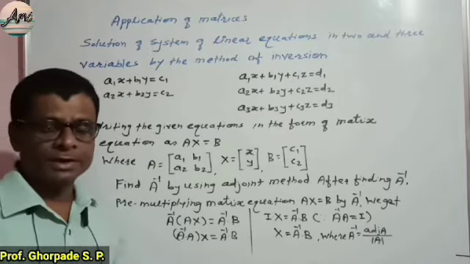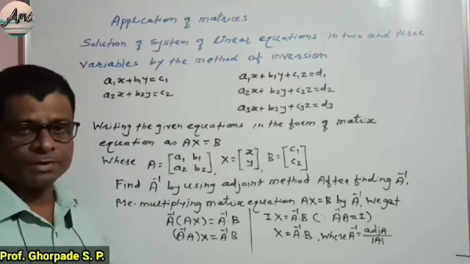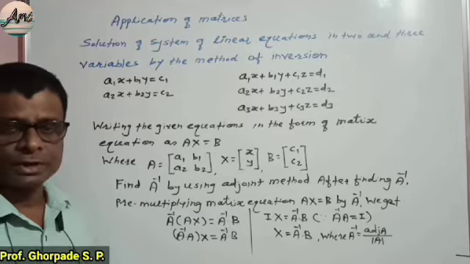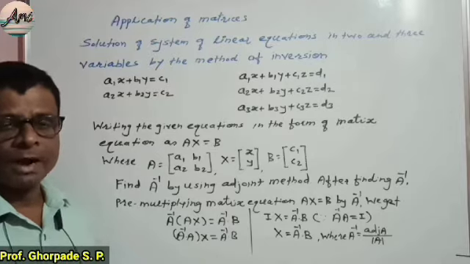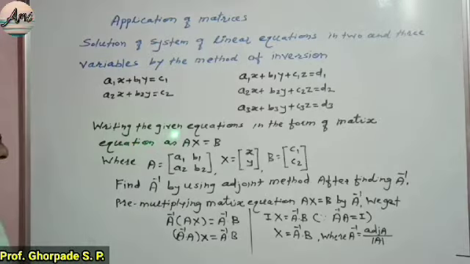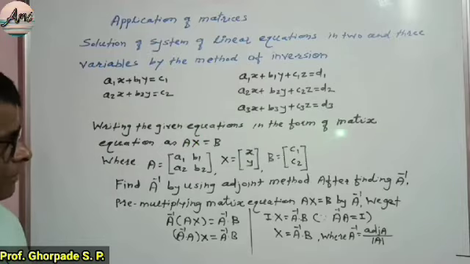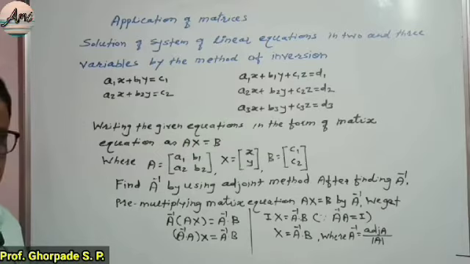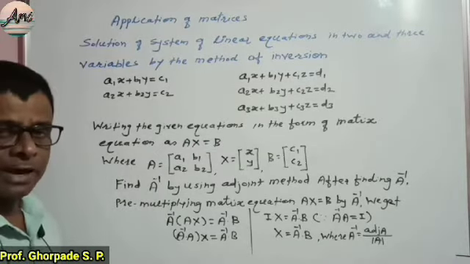Then to find the solution of the system of linear equations, first we have to express the given equations in terms of the matrix equation. Writing the given equations in the form of matrix equation as Ax is equal to B. So here Ax is equal to B. This equation is known as the matrix equation.